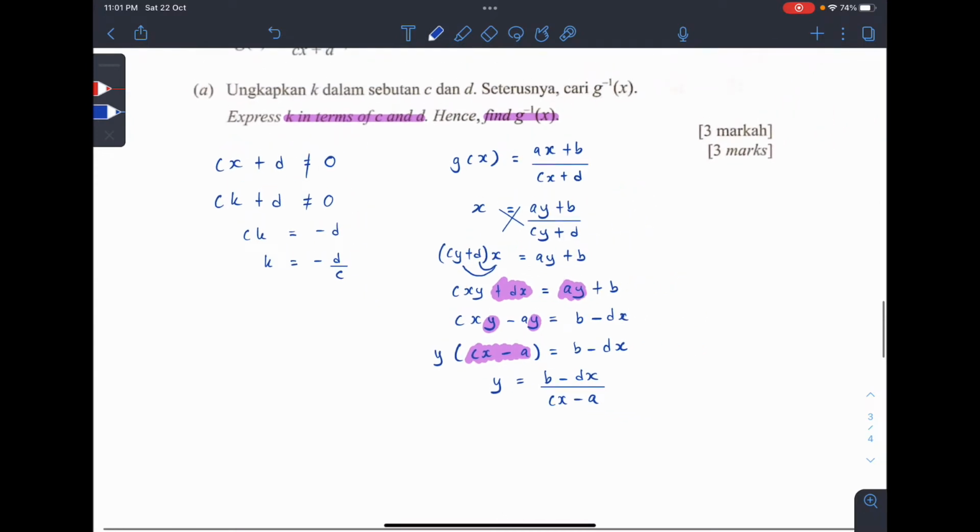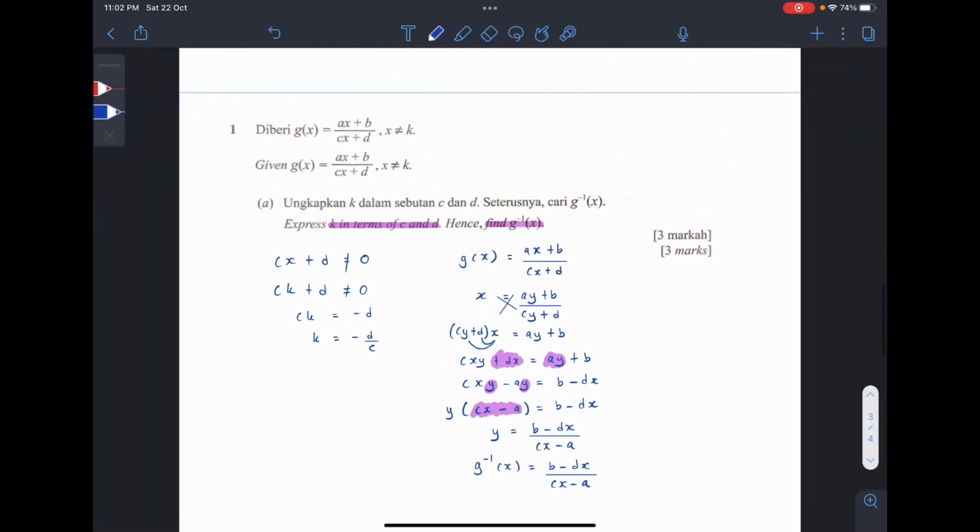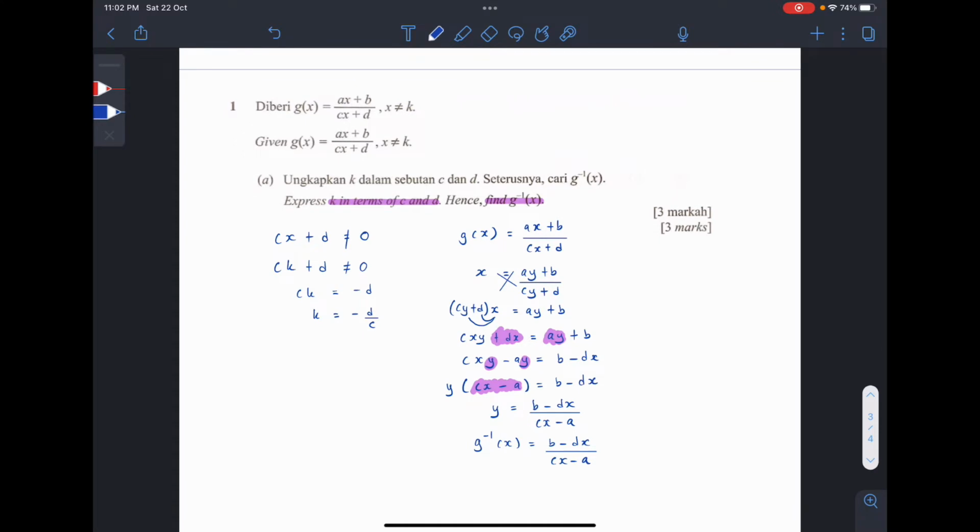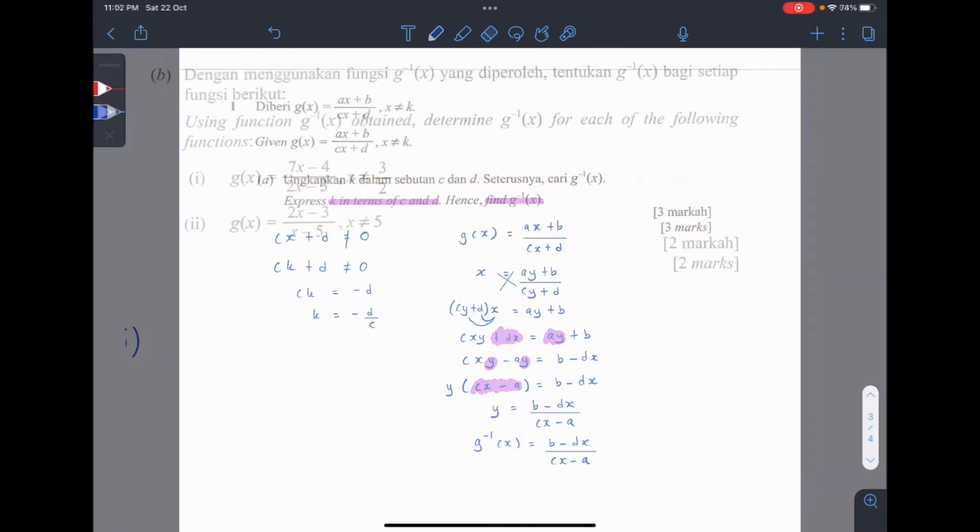All that's left for us to do is change y to g to the power of negative 1 of x, and write the same thing, guys: g inverse of x equals (b minus dx) over (cx minus a). And that is your final answer, and you have got 3 marks already. Well done, guys. So on to the next part. I think this question has A, B, and C parts. We just did 1A. Now we're moving on to 1B.